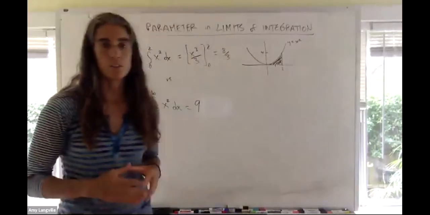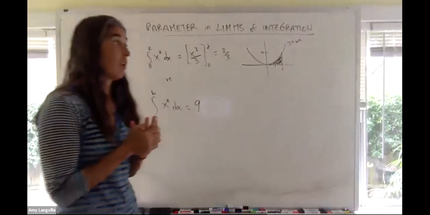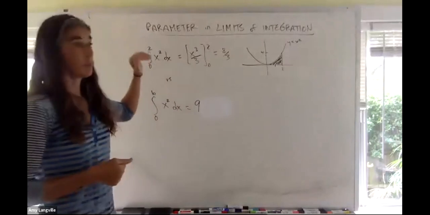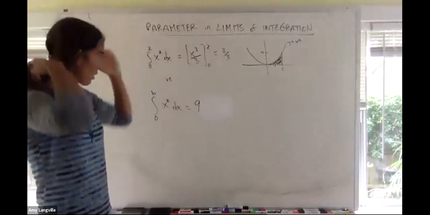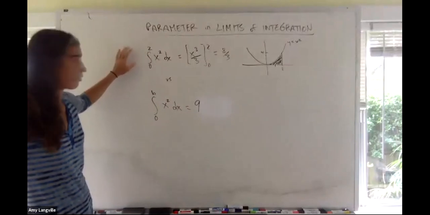Okay, next topic. This is in chapter 3. There's a section of pages, 8 or 10 pages about finding a parameter in a limit of integration. So in this case, suppose we're going to compare these two definite integrals.